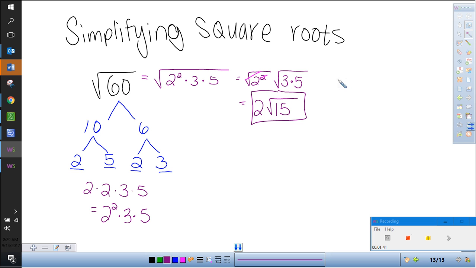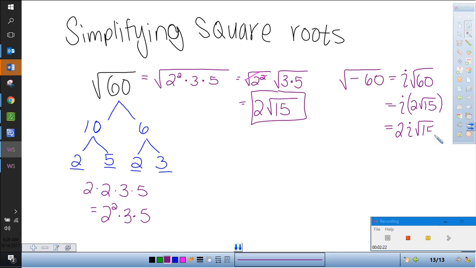Now, if this was negative 60, you follow the same process about breaking apart your 60. But to take care of the negative, we start by bringing out i, because the square root of negative 1 is i. So this is i square root of 60. And what is the square root of 60? It is 2 square root of 15. So i times 2 square root of 15. And to write the final answer in standard form, we just write the non-radical component in front, then our imaginary component, then the radical.